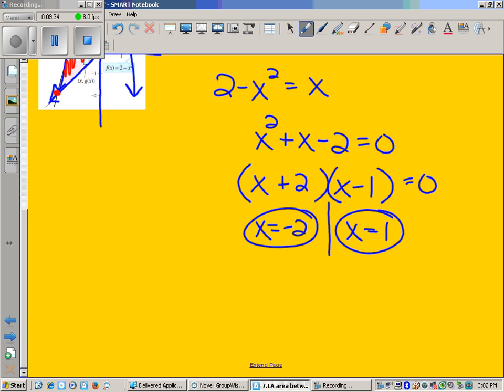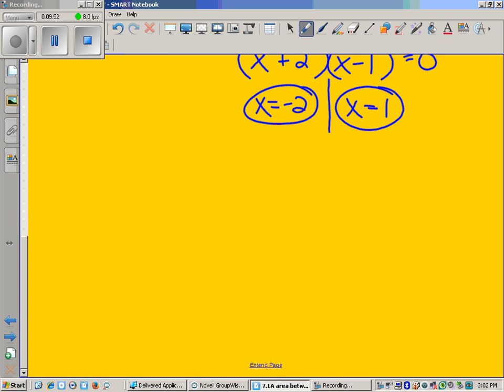Okay, so if they don't give us a graph, we can tell where their intersection points are, again, by setting them equal to each other, doing a system of equations and figuring out where they intersect. Okay, so I know now that my limits of integration are going to be from -2 to +1. If they didn't give us a graph, could we figure out which function was my top function and which one was my bottom function? Because I need to do top minus bottom.